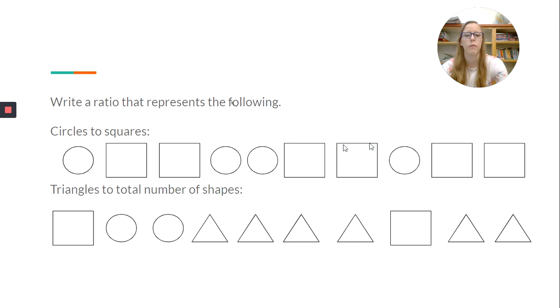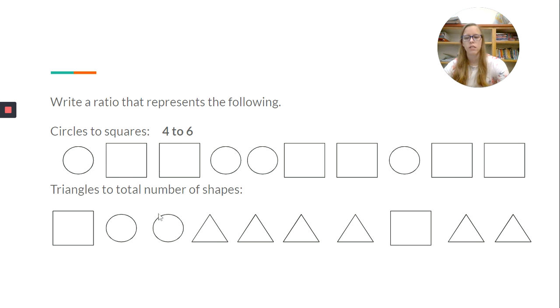So if we look at the circles, how many circles are there? 1, 2, 3, 4 circles. So we have 4 circles to how many squares? Let's count the squares. 1, 2, 3, 4, 5, 6. So 4 circles to 6 squares. Now, if we think about before, we could simplify this, make it smaller. For every 2 circles, you have 3 squares, right? So we have 1, 2, 1, 2, 3. Then we have 1, 2, 1, 2, 3. Okay, so there's your 4 to 6 there.